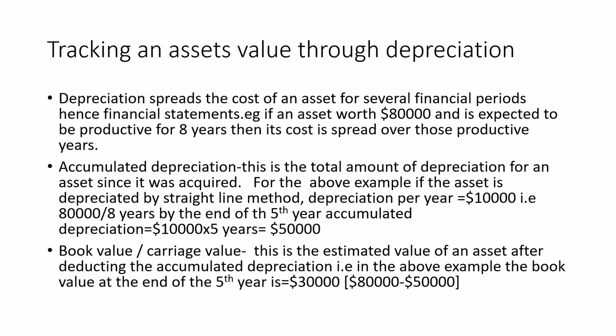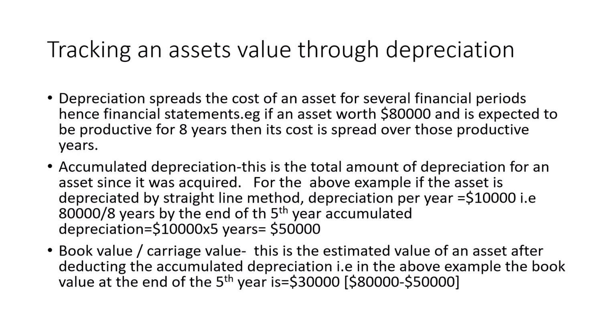What do you mean by accumulated depreciation? This is the total amount of depreciation for an asset since it was acquired. For the above example, if the asset is depreciated by the straight line method, depreciation per year would be $10,000. That is $80,000 divided by 8 years. By the end of the 5th year, accumulated depreciation will be $10,000 times 5 years, which is $50,000.